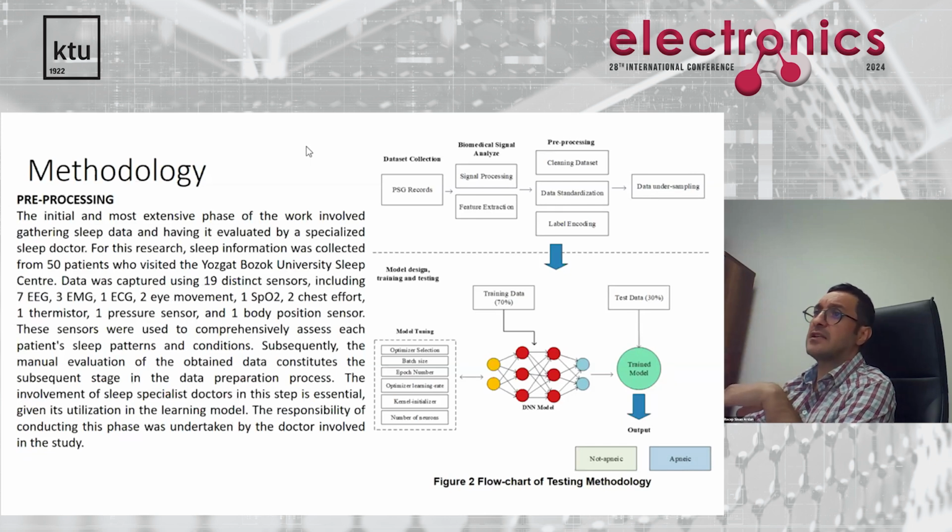The initial and most extensive phase of the work involved gathering sleep data and having it evaluated by a specialized sleep doctor. For this research, sleep information was collected from 50 patients who visited Pathak University. Data was captured using 19 distinct sensors, including 7 EEG, 3 EMG, 1 ECG, 2 eye movement, 1 SpO2, 2 chest effort, 1 thermistor, 1 pressure sensor, and 1 body position sensor. These sensors were used to comprehensively assess each patient's sleep pattern and conditions.